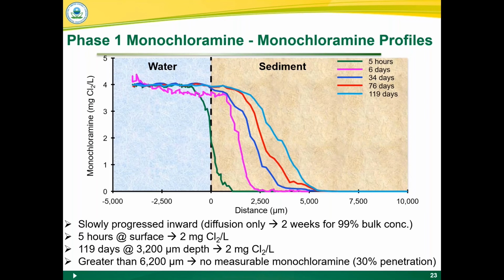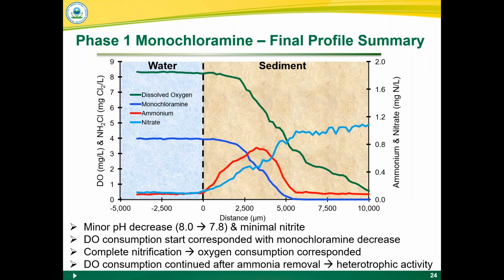In the sediment, the monochloramine did slowly progress inward, but we didn't come close to getting all the way in. As a point of reference, if only diffusion were occurring to fill up the sediment at this depth, it should have taken only about 2 weeks. We got about 30% penetration with the monochloramine after 120 days into this sediment, so not too great.